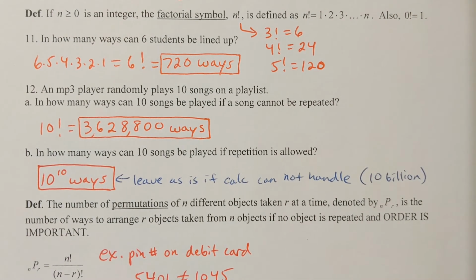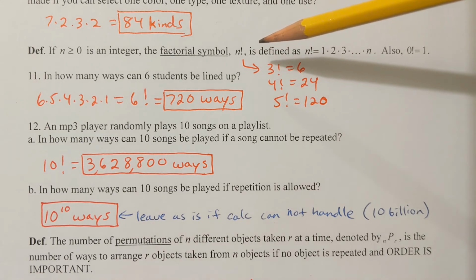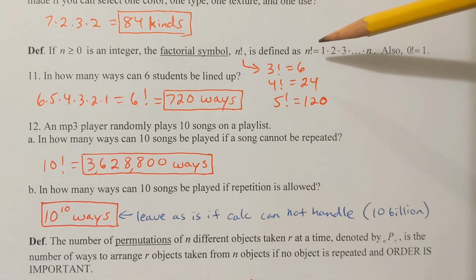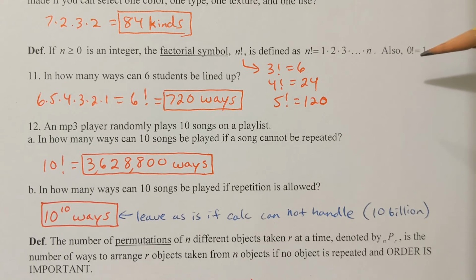If I read this definition here, if n, which is greater than 0, is an integer, the factorial symbol, which is n factorial, is how we read that, is defined as n factorial equals 1 times 2 times 3 times etc. all the way up to n. Also, 0 factorial is defined to be 1, not 0.